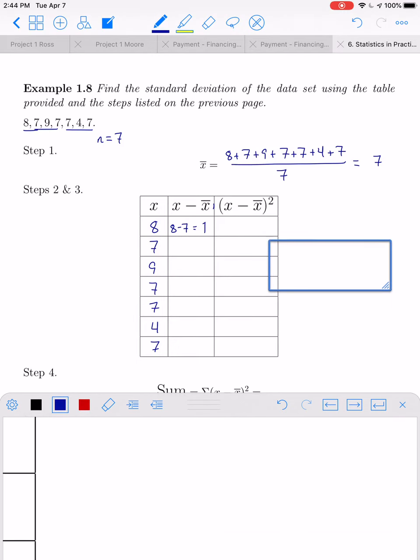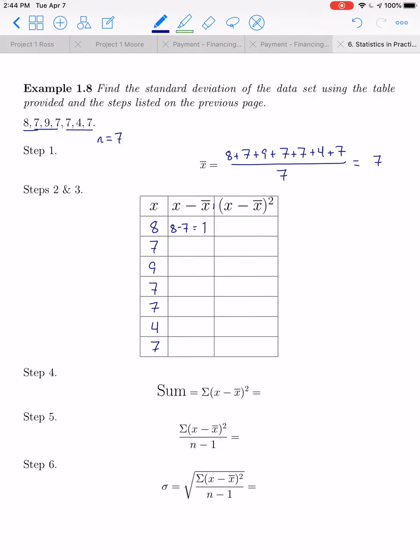Now as we go down the list, I'll just fill them in. We've got 7 minus 7 is 0. 9 minus 7 is 2. 7 minus 7 is 0 again. 7 minus 7. 4 minus 7, negative 3. Write it exactly as we see it. And then 7 minus 7 is 0. Okay? Now we square these deviations in the next column.